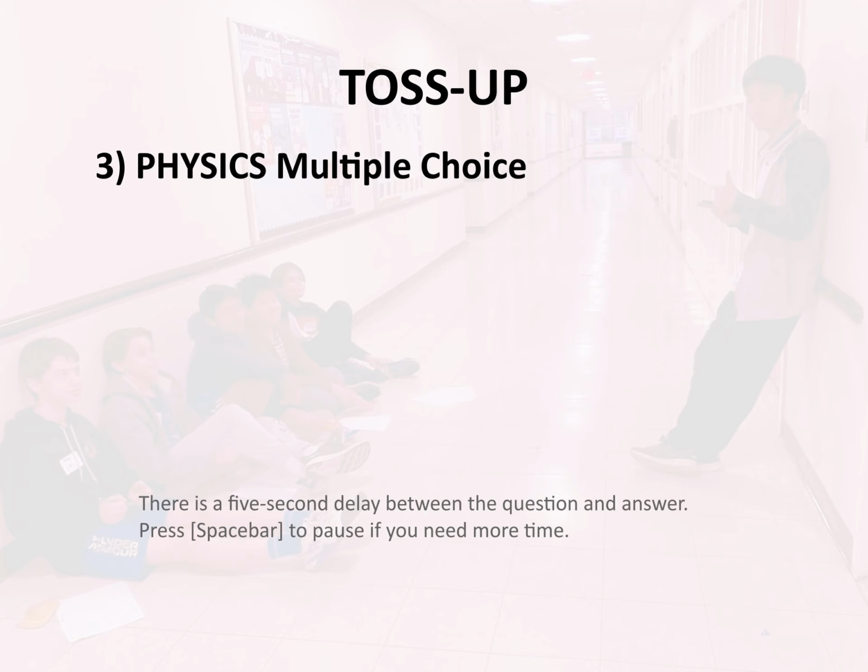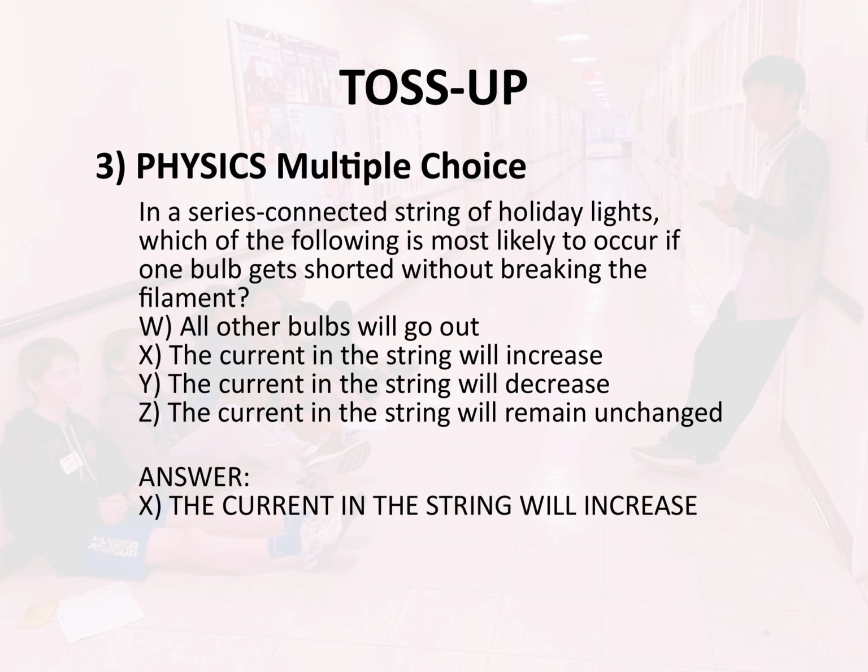Toss-up 3. Physics. Multiple choice. In a series-connected string of holiday lights, which of the following is most likely to occur if one bulb gets shorted without breaking the filament? W. All other bulbs will go out. X. The current in the string will increase. Y. The current in the string will decrease. Z. The current in the string will remain unchanged. Answer, X. The current in the string will increase.